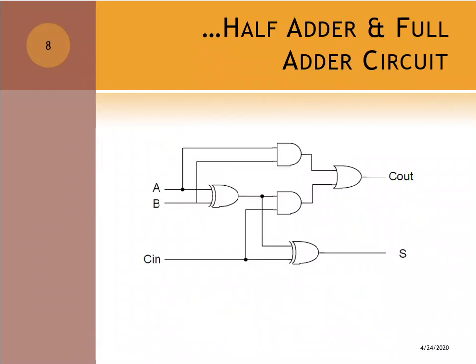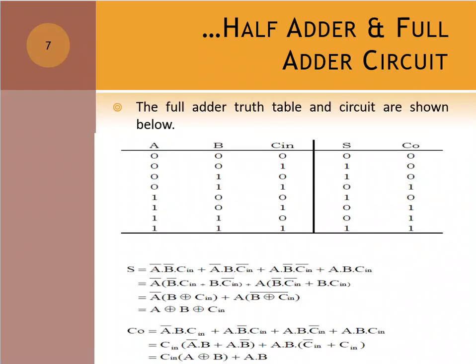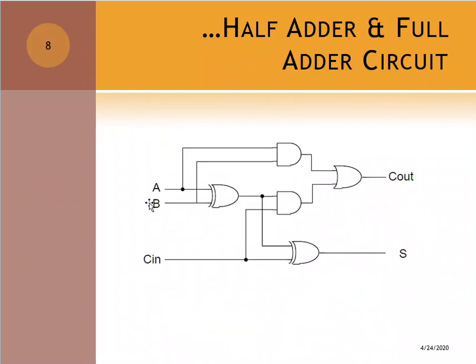So finally, from the equation, for the sum you're going to have A XOR B XOR C in. A and B are XORed together and then XORed with C in. Then you have the sum.